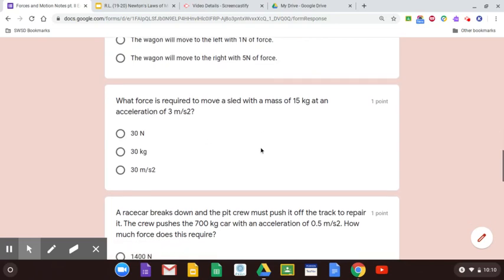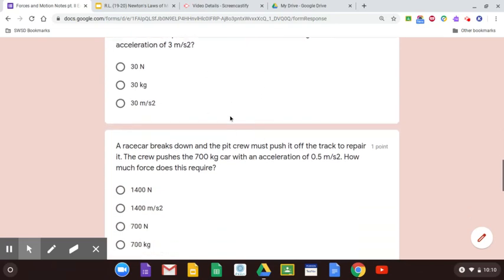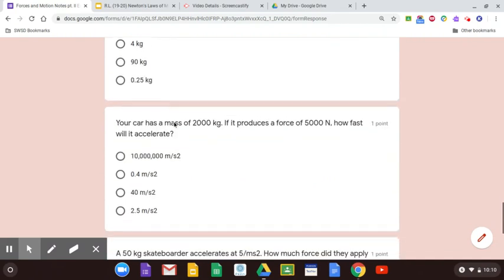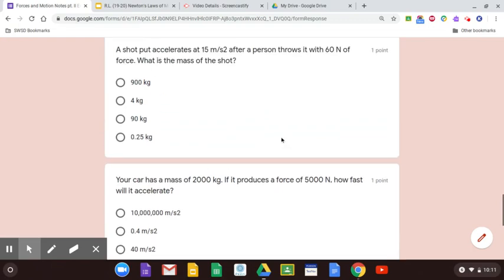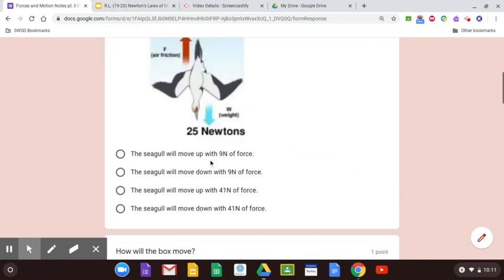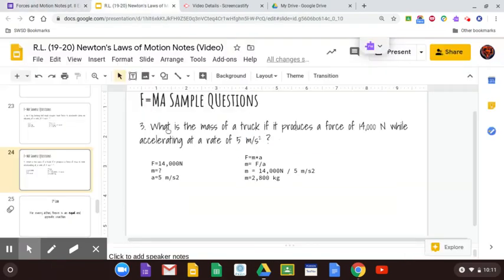Okay, so on your exit pass, you have a few of those questions right over here. So what force is required to move a sled? Some of them are multiple choice. The last one is type in your answer. So make sure you write the unit. If you don't put a unit, it is not correct. Okay, and make sure it has to be the correct unit. Obviously, you should use your notes when you're doing the exit pass. That's kind of a big help.